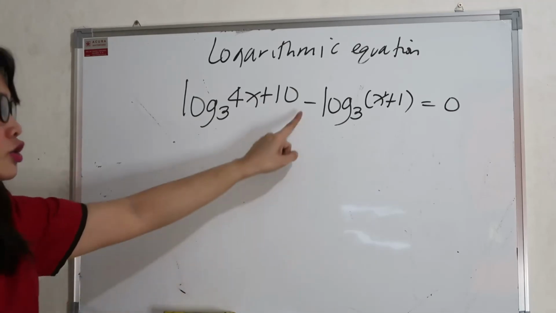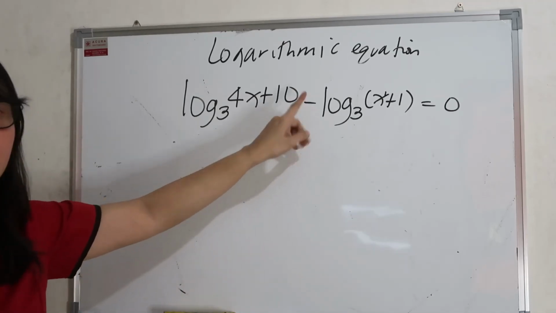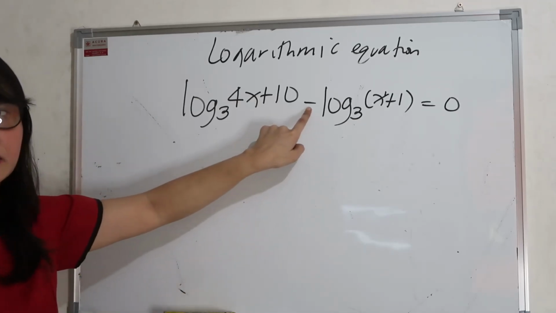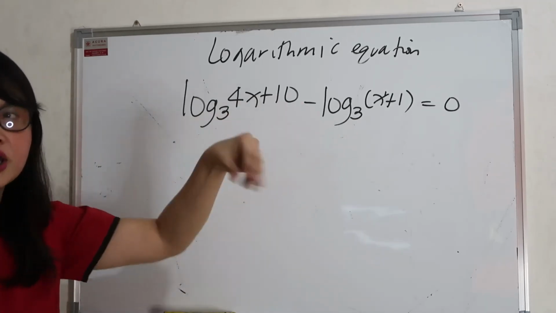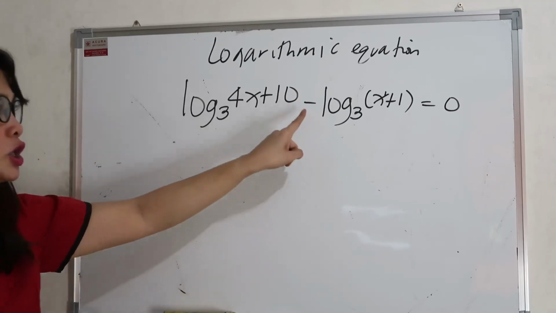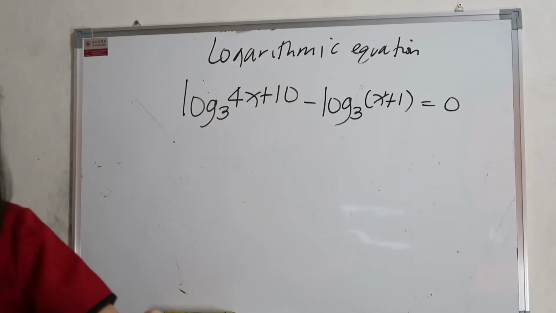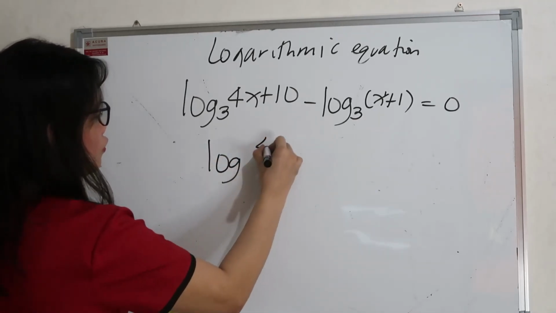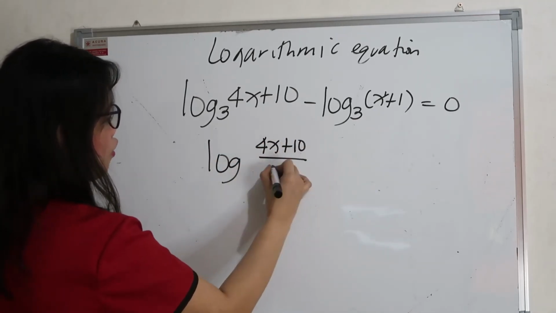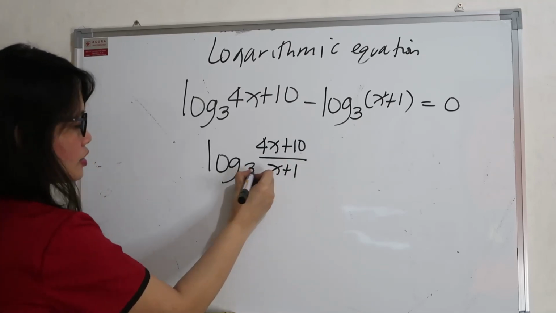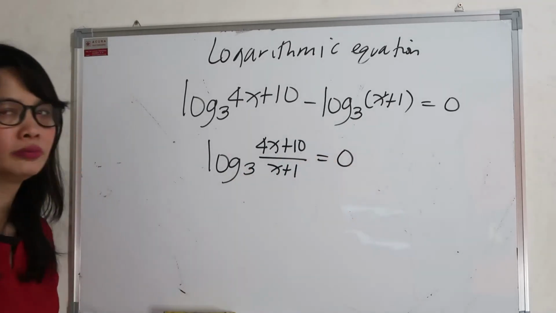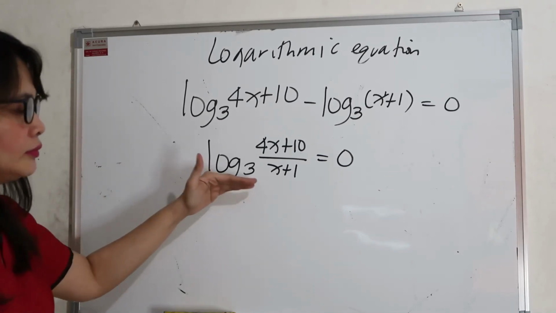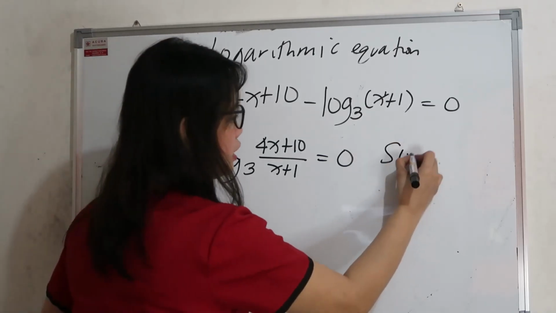Yes, we can. So since the operation is subtraction, what is the counterpart of that one? Parehas yung base, which is 3. So we can apply properties of logarithm. So ano yung counterpart ni subtraction? Okay, division. So that will become log 4x plus 10 over x plus 1 with a base 3 equals 0. Then what have you noticed? It's already single log.